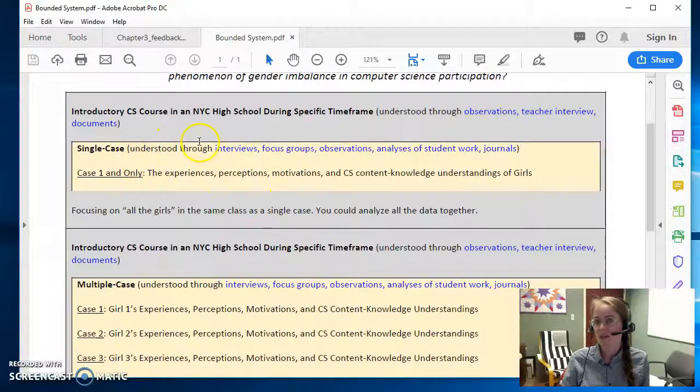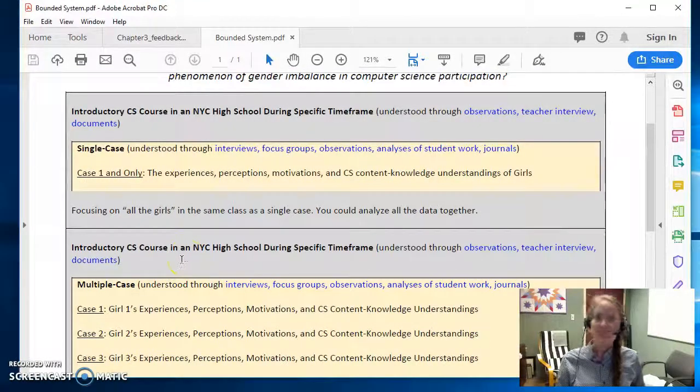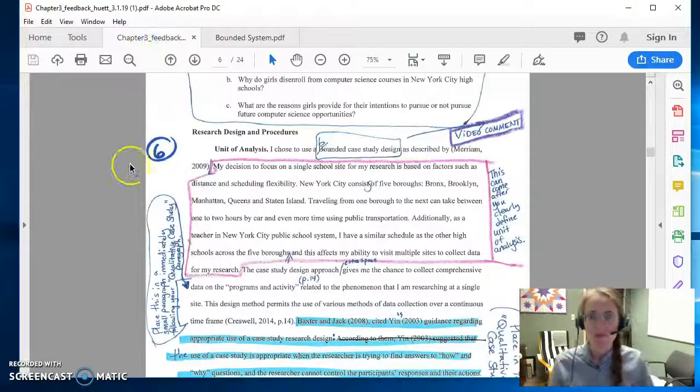I think that single case would do just fine. I think that you're going to learn a lot of interesting things from the girls. I think that analytically it's going to be more manageable. But you might find it useful to do the multiple case approach, where you just focus on a number of girls. That might be easier in other ways. So yeah, that's something you need to think about as you're reading about methods this weekend.